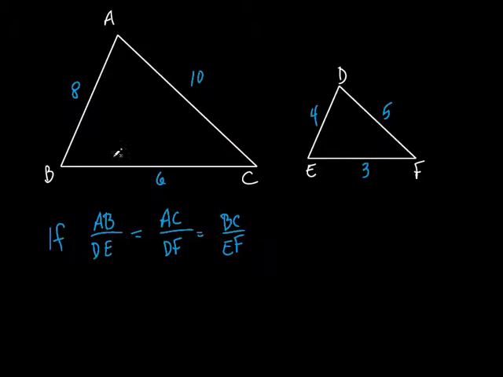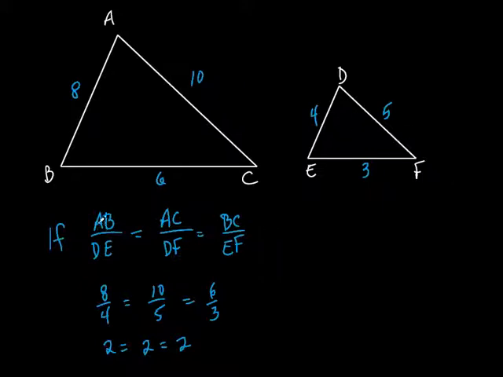So what if we had this? Look, AB over DE, that's 8 over 4. Now, what if that equals AC over DF, which is 10 over 5? And what if that also equals BC over EF, which is 6 over 3? What do all three of those actually equal? What's 8 over 4? It's 2. 10 over 5 is 2. 6 over 3 is 2. They all equal each other, don't they? So that must mean, what's true about the sides then? The sides are in proportion.